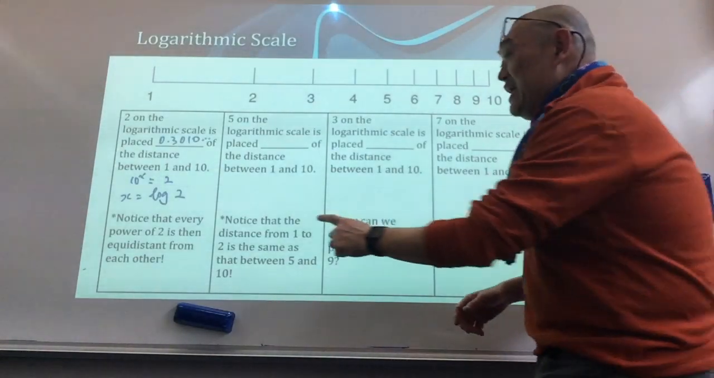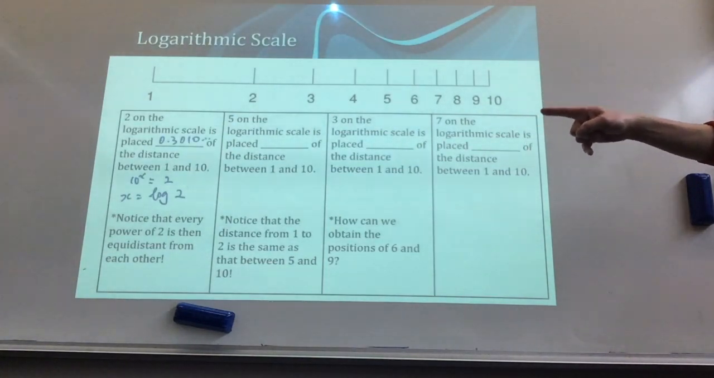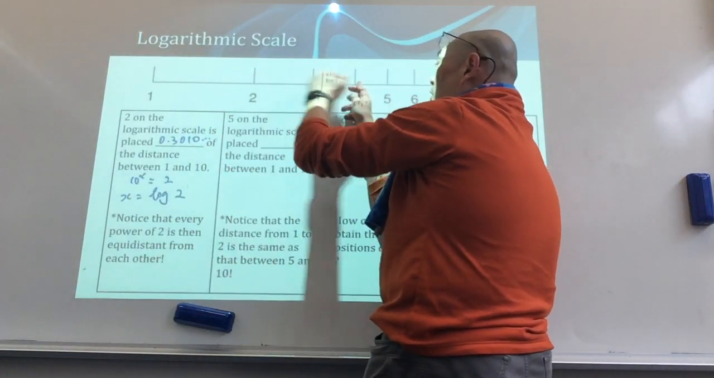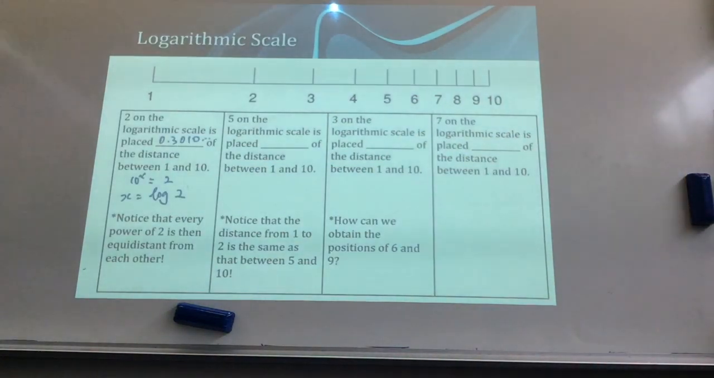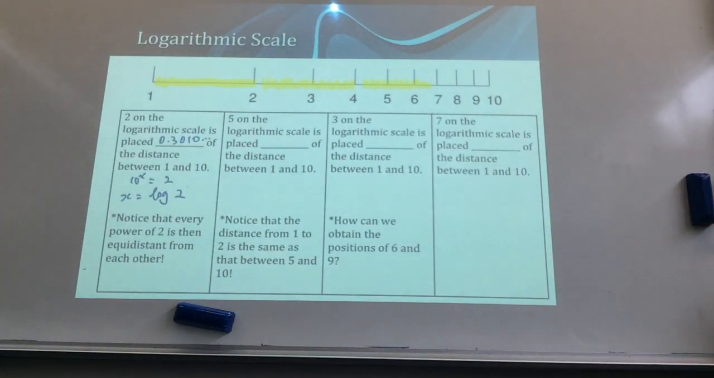So now, let's think about that point over there. Notice that every power of 2 is equidistant from each other. So if you think about 1 to 2, 2 to 4, 4 to 8, those distances are equidistant. So I'm going to highlight that. This distance is actually equidistant to that, 2 to 4 and 4 to 8. Why is that so? Because it's a scalar multiple. It's a scale of 2.